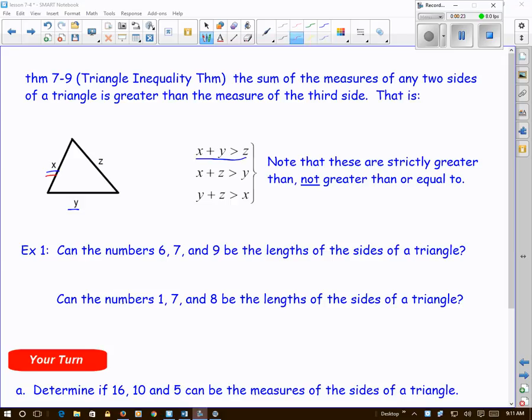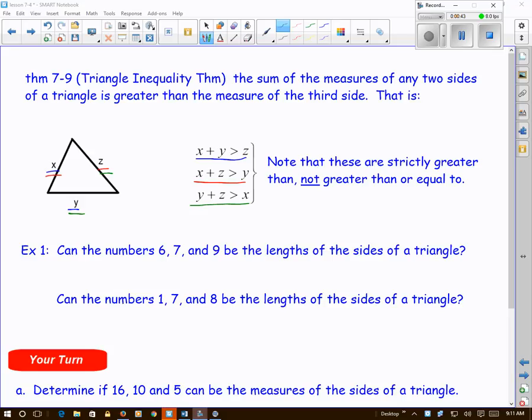Likewise, x plus z has to be greater than y, and y plus z has to be greater than x. So all three of those have to be true in order for this to be able to form a triangle.